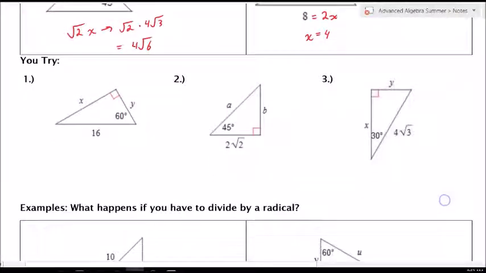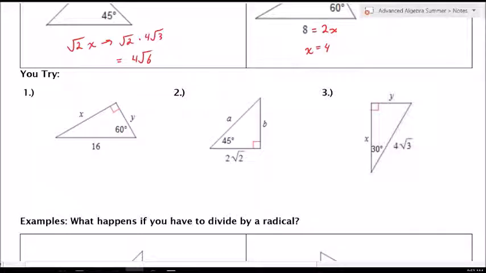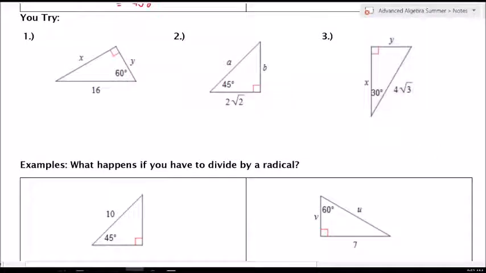So at this point, these are going to be left up to optional practice. I would suggest solving each of these three problems and then checking with me to ensure your answers are correct. So pause the video now and practice with these three problems.